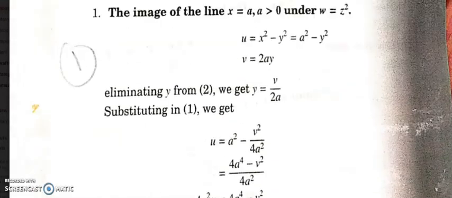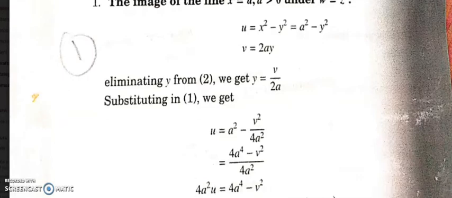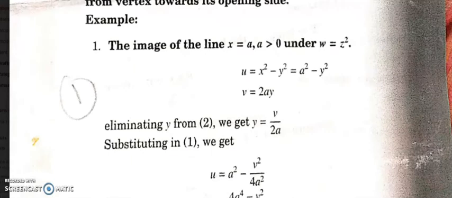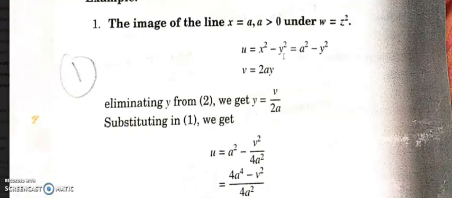So you should understand how to find the image of the line. You can make the question like this: find the image of the line x is equal to a under the transformation w is equal to z square. You can follow the steps: we start with x is equal to a, we substitute, and eliminate x and y using these two equations. We get an equation in u and v.